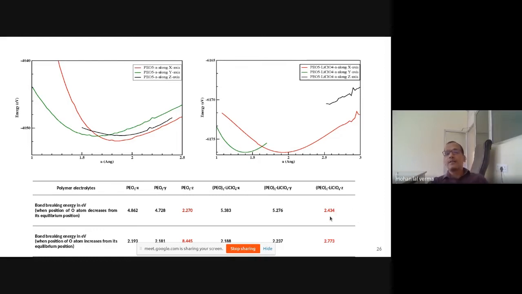So the system that was aligned toward the z-axis, its bond breaking energy is very low in the case of pure PO, as well as with the doping of lithium ClO4. This bond breaking energy can also be calculated by DFT, and this is the first time it has been performed in my group.